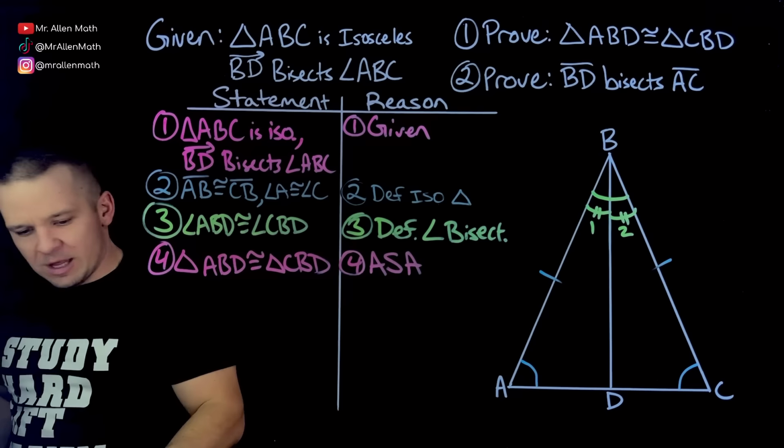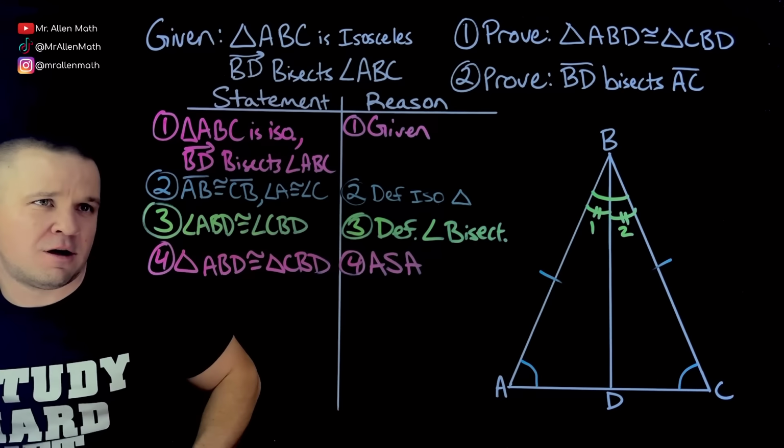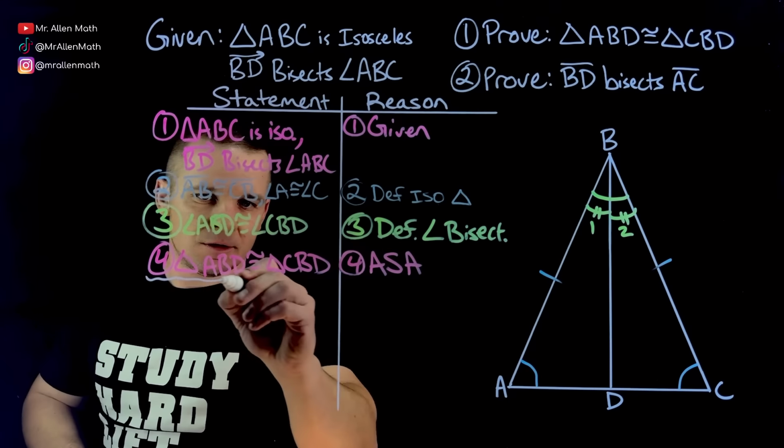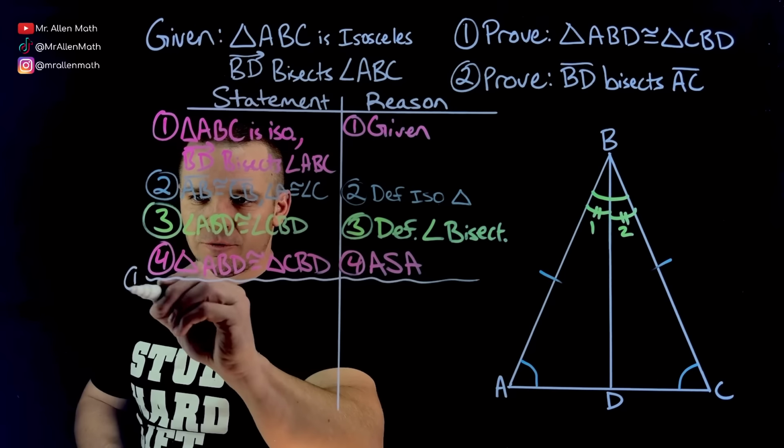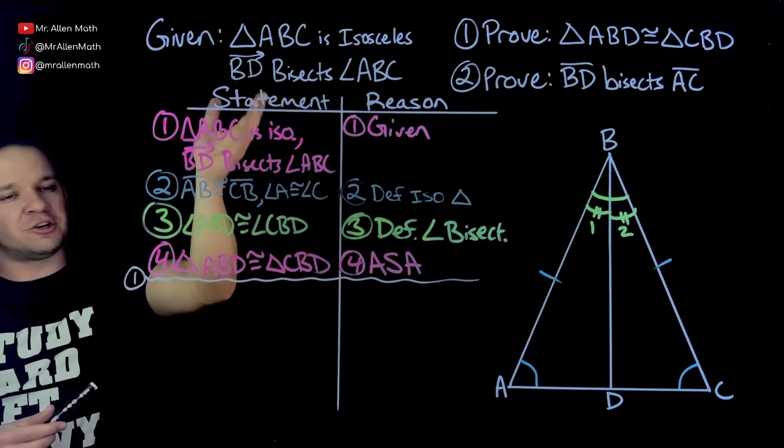So that is proof 1. Done zone. I'm going to write a little line here. Where'd my white marker go? This is the end of proof number 1. All right, we finished that up.